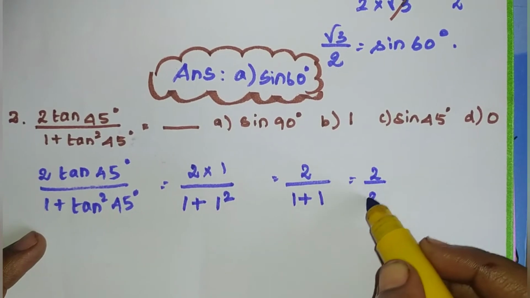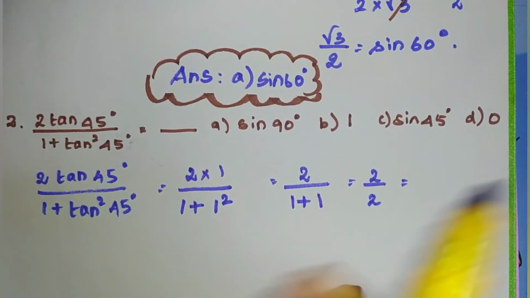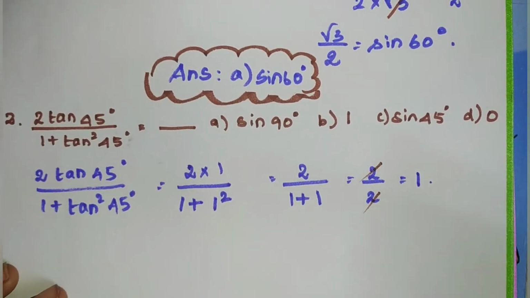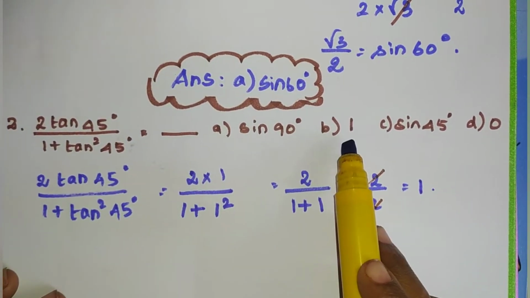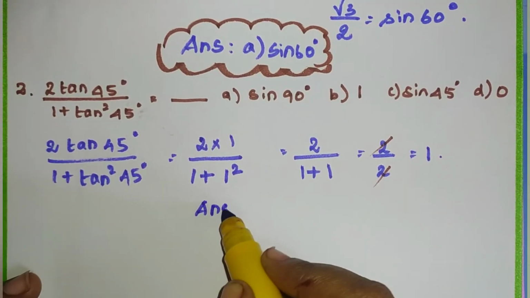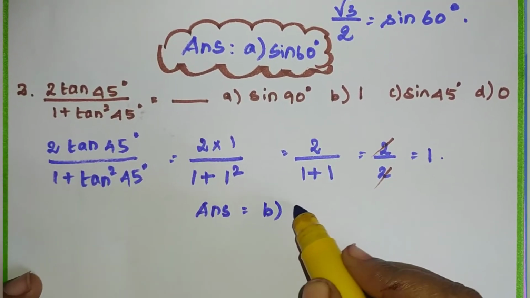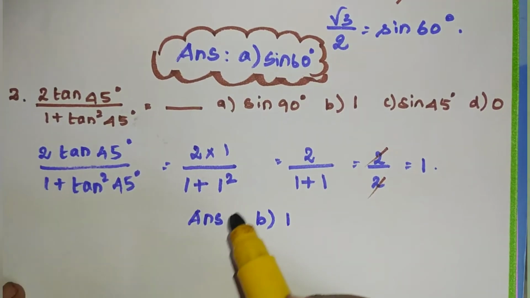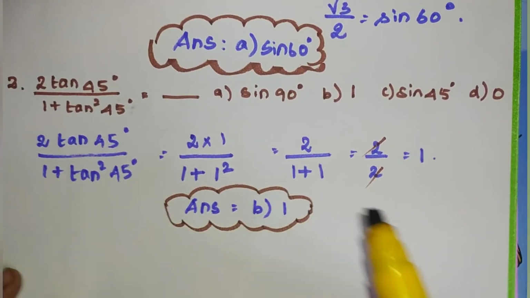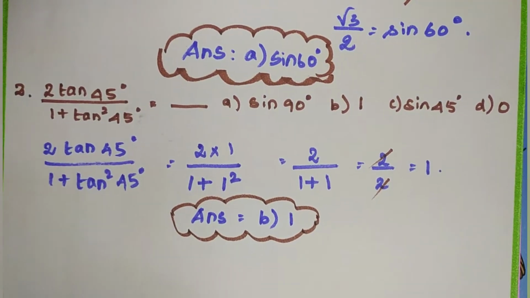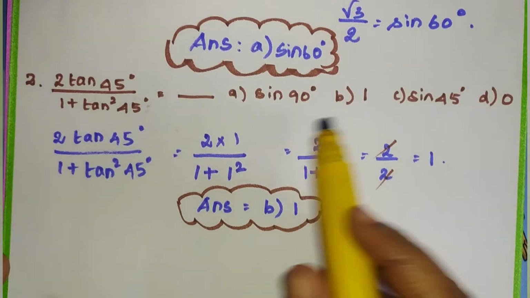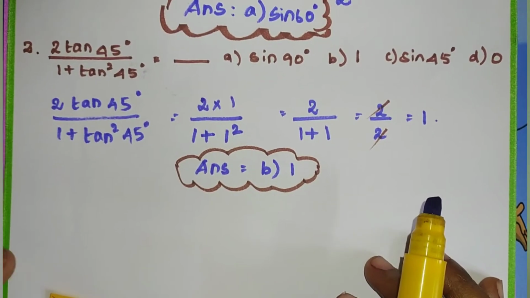2 ones are 2. 1 square is 1. So 2 by 2. If we cancel, what will we get? 1. So the answer is 1. Answer is option B, 1. Just apply the trigonometric ratio value, and then we can choose the correct answer. Now see the third problem.